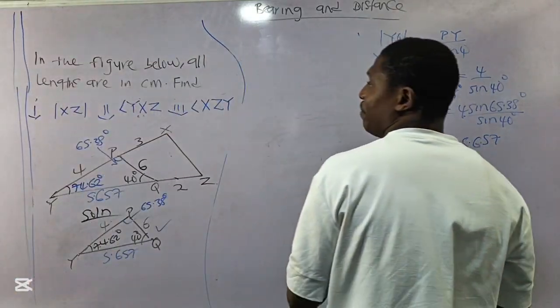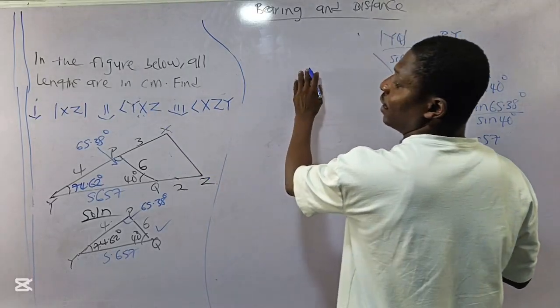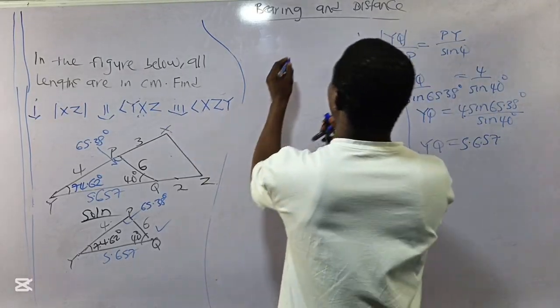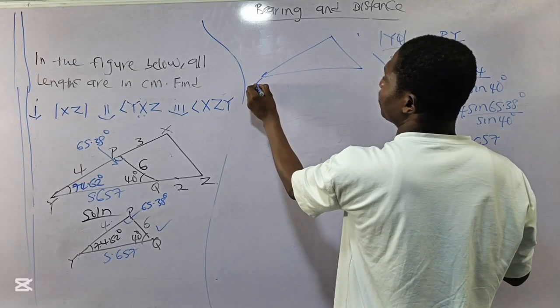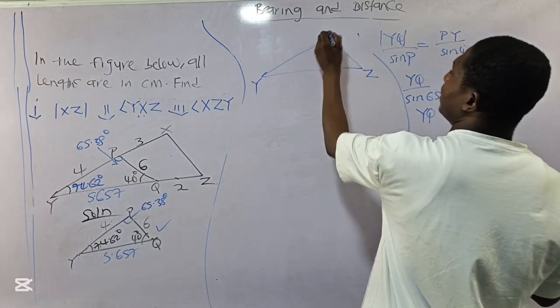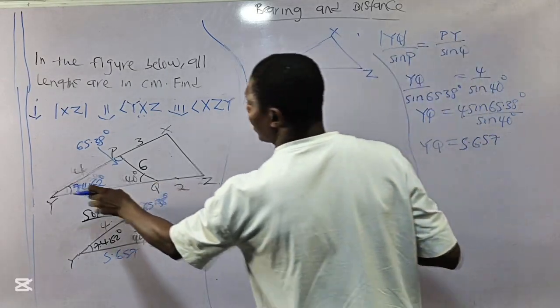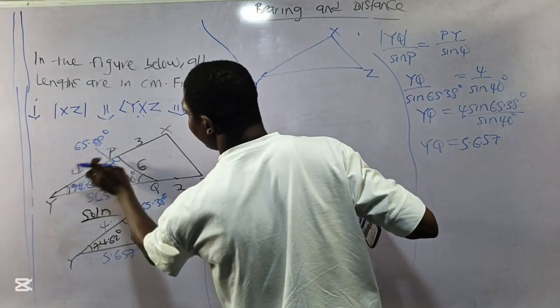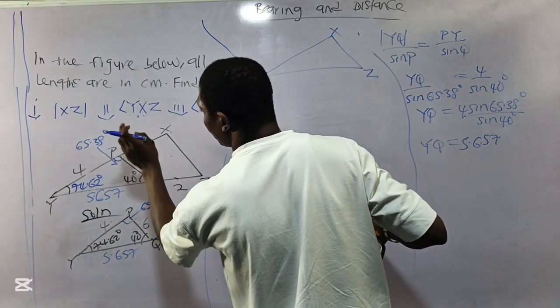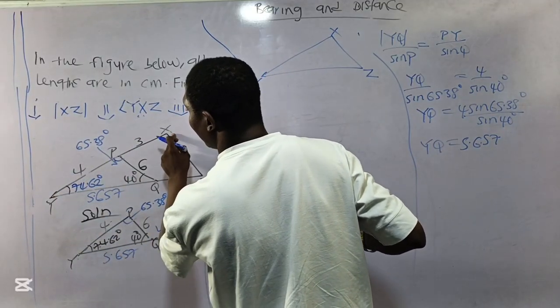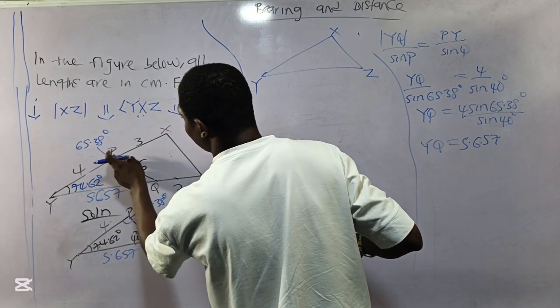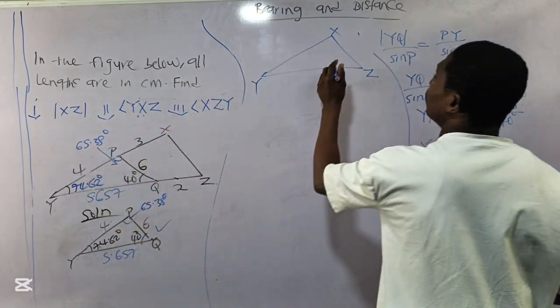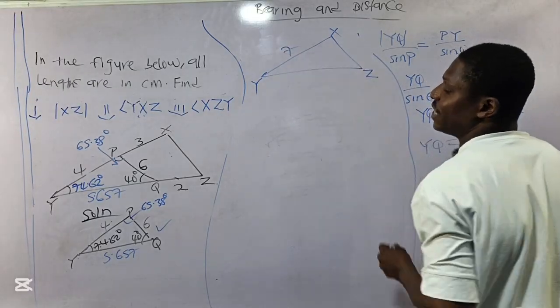So to get my SZ, let me draw a diagram for clarity. This is my Y, this is my Z, and this is my X. Now you can see that YZ is 3, YP is 4, PX is 3. So XY will be YP plus PX, which equals 4 plus 3, which gives you 7. So I have my 7 here.